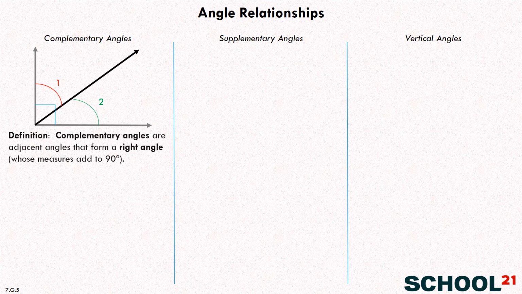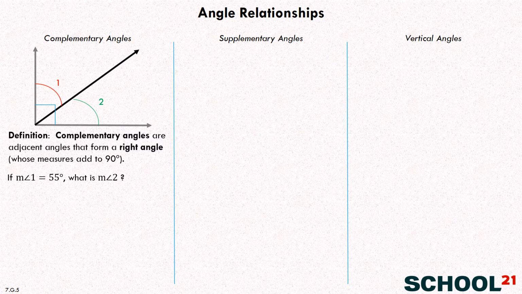So let's give a definition for complementary angles. They are adjacent angles that form a right angle, whose measures add to 90 degrees. So angle 1 and angle 2 here are complementary angles. They're adjacent and they add to 90 degrees. So then we can do all sorts of calculations to find one angle if we know it's complementary with another.